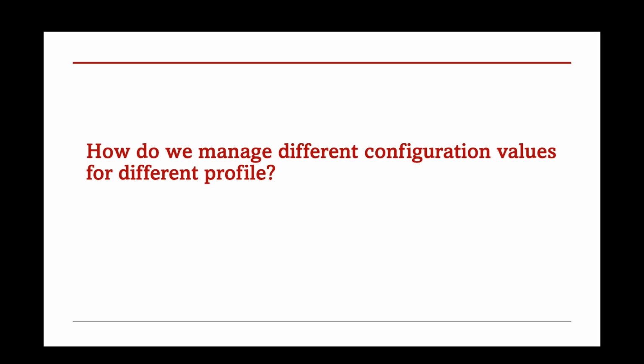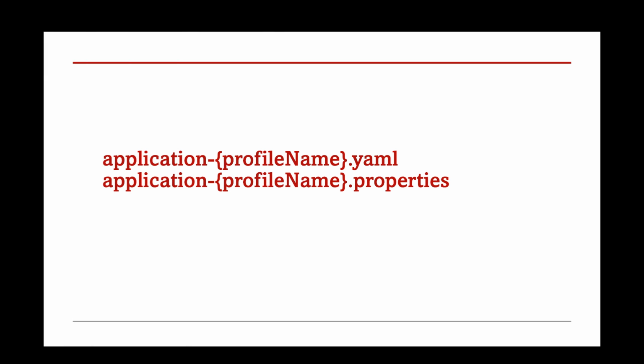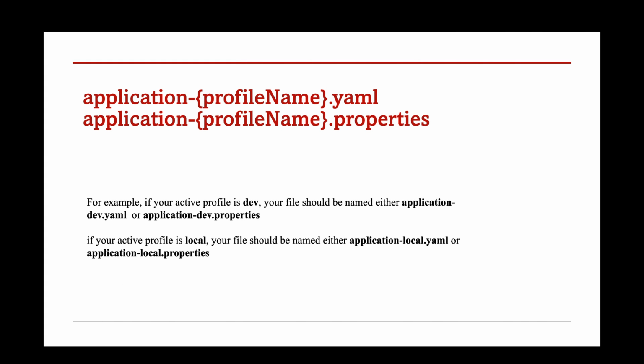Alright, now here's a burning question: how do we manage different configuration values for environments like dev, prod, and QA? Here's where Spring Boot really makes your life easier. Managing environment-specific configurations is a breeze. All you need to do is create separate configuration files following a simple naming convention, application-profilename.yaml or application-profilename.properties. For example, if your active profile is dev, your file should be named either application-dev.yaml or application-dev.properties. If your active profile is local, your file should be named either application-local.yaml or application-local.properties.